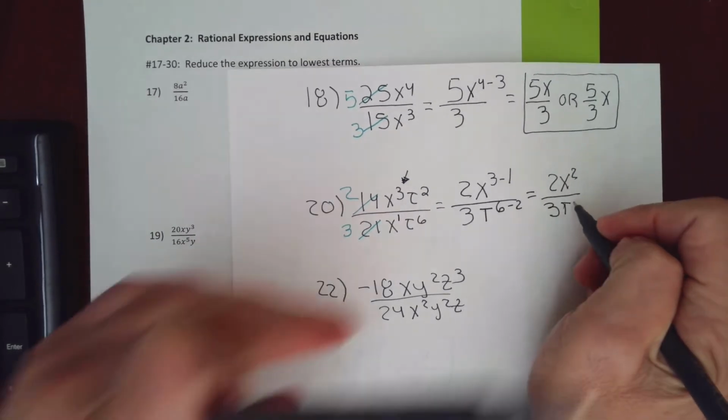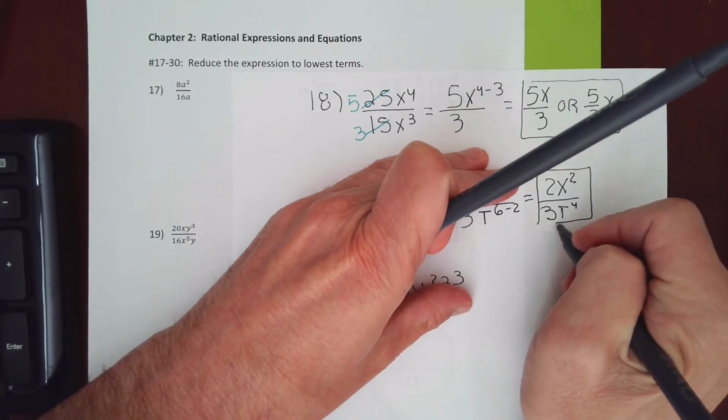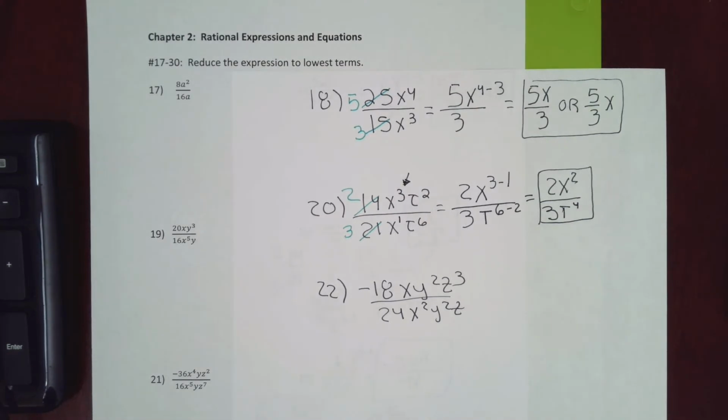And although I'm allowed to drag that x squared and make it off to the right of the fraction, since there's a number in the denominator, that seems odd to do.